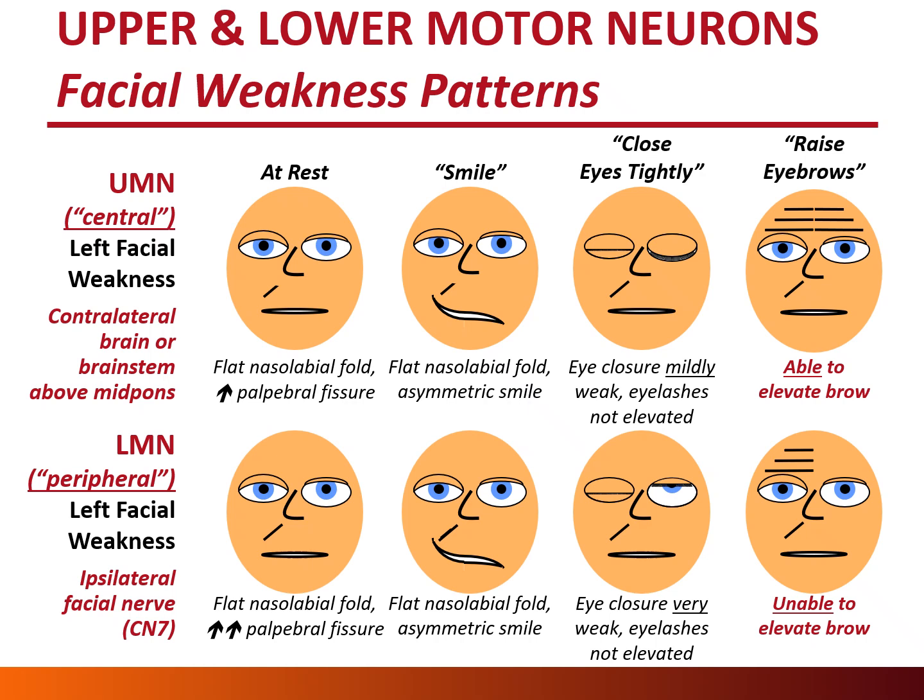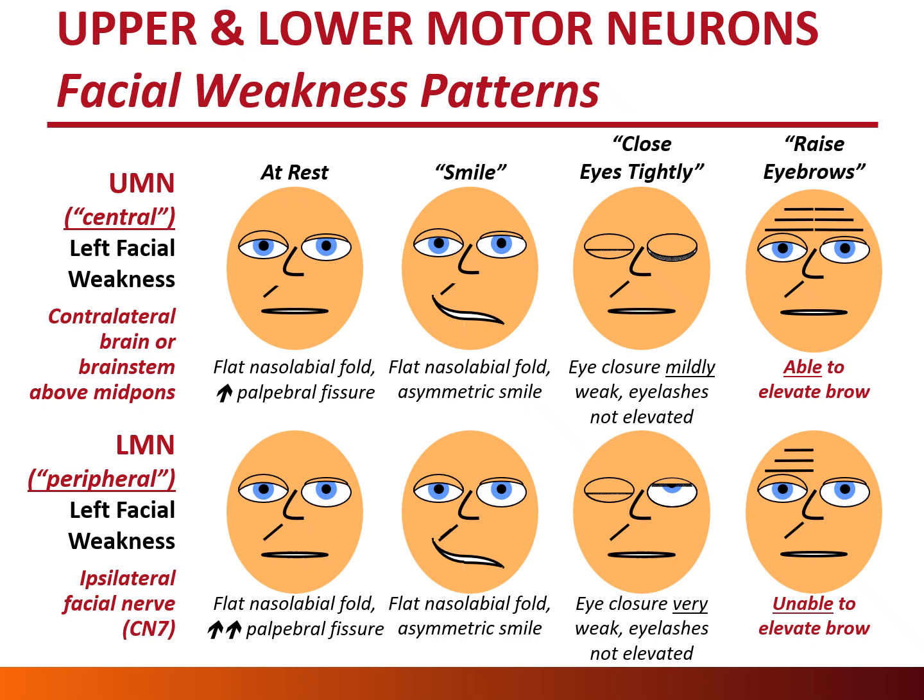In the upper motor neuron, usually the eye closure weakness is mild. And so even though they can't close the eye as tightly on the affected side, the eye is still mainly closed, and there's little danger of drying out the cornea from not being able to blink. Whereas in the lower motor neuron version, they usually can't close their eye at all, and there is this danger of drying out the cornea. That's why a major part of the treatment for these peripheral 7 lesions is lubrication of the eye.